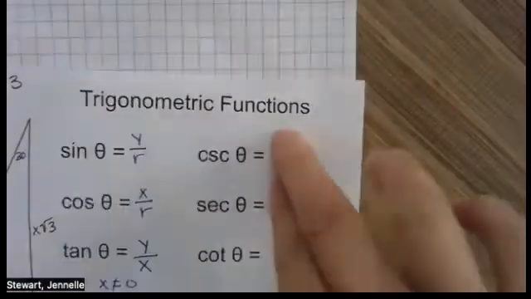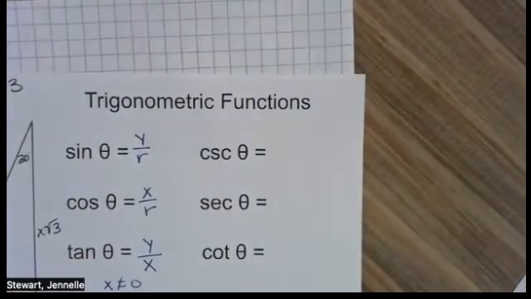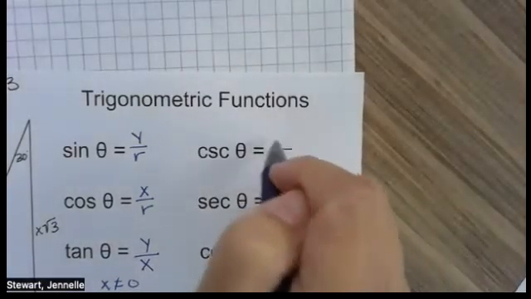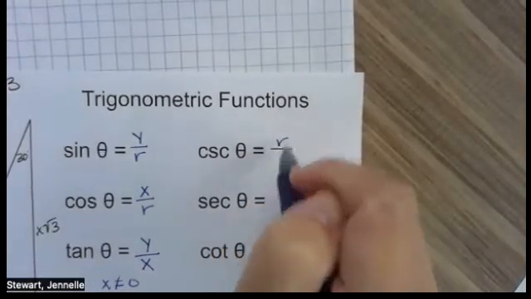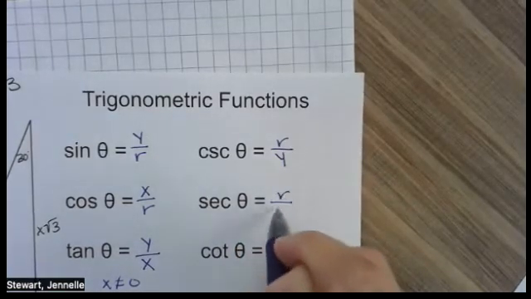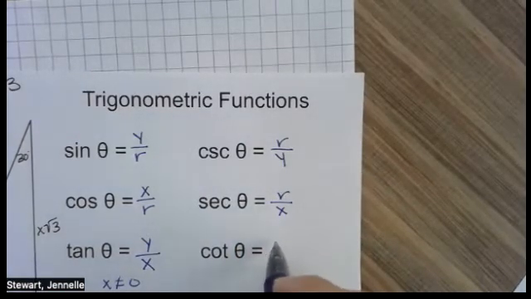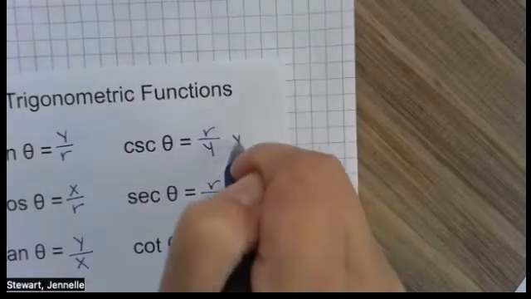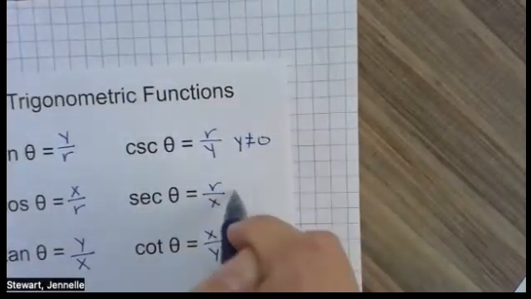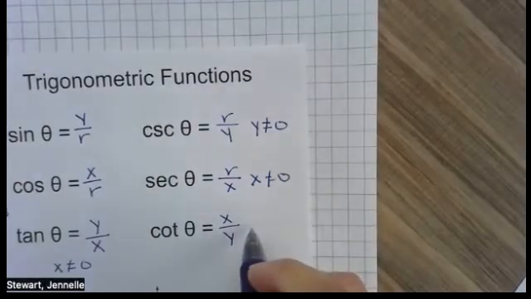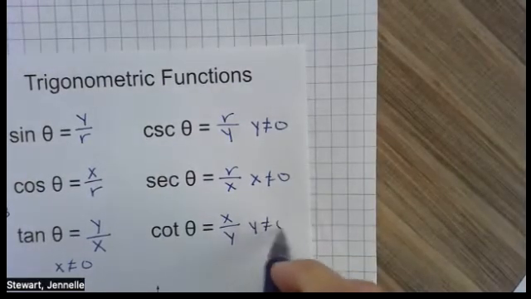Okay, now, how do we get the cosecant, secant, and cotangent? So we flip them over, right? So this one's going to be r over y, this one's going to be r over x, and this one's going to be x over y. And these are good. You need to know that y cannot equal 0, x cannot equal 0, and then y cannot equal 0 in this case.